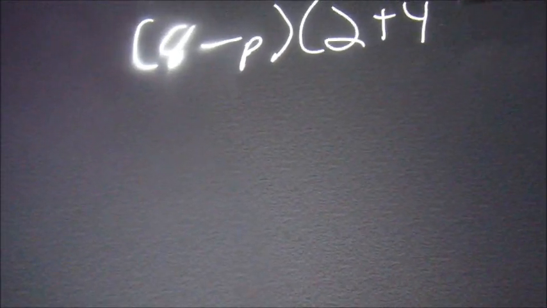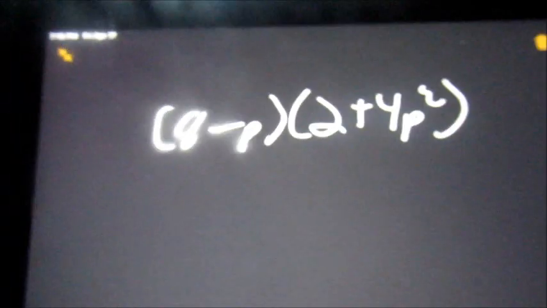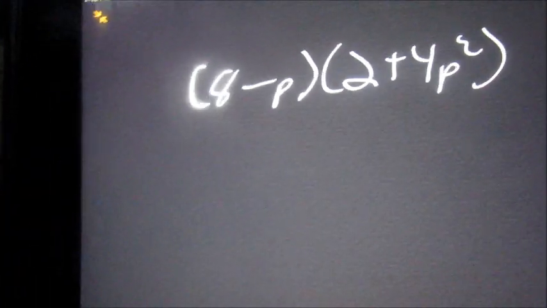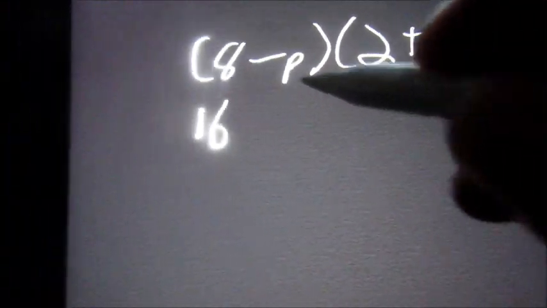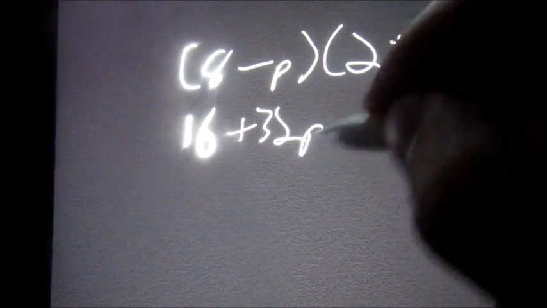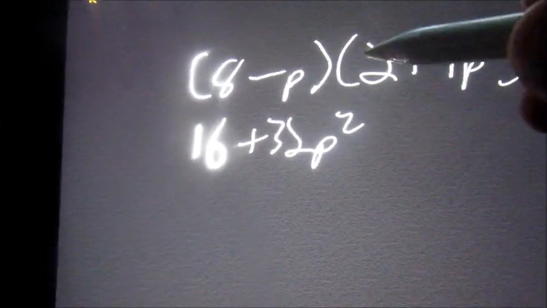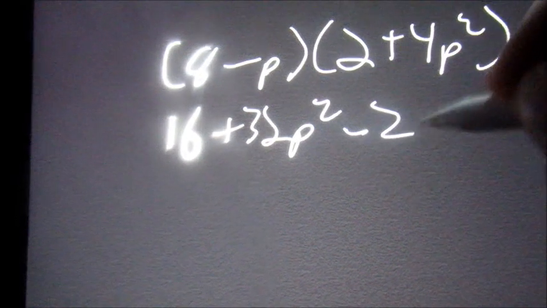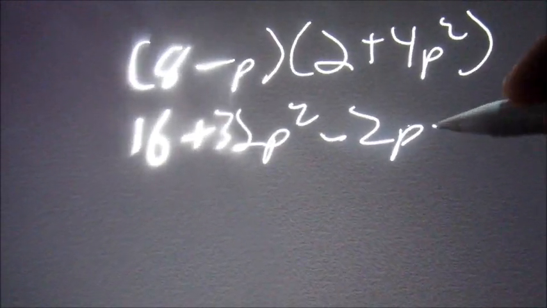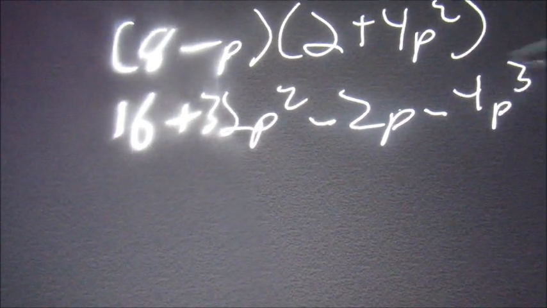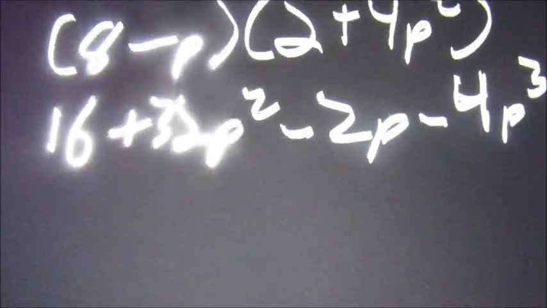but you might have some like this. 8 minus p times 2 plus 4p squared. So we're still going to do this as FOIL. 8 times 2 is 16. 8 times 4p squared becomes plus 32p squared. Negative p times 2 becomes minus 2p. And negative p times 4p squared becomes minus 4p to the 3. And now we don't have any like terms, so that's as far as we go.